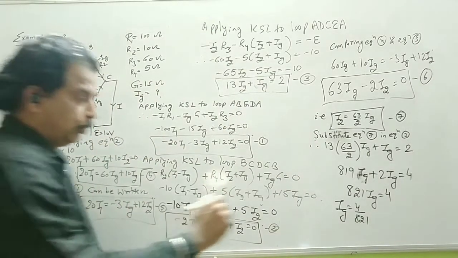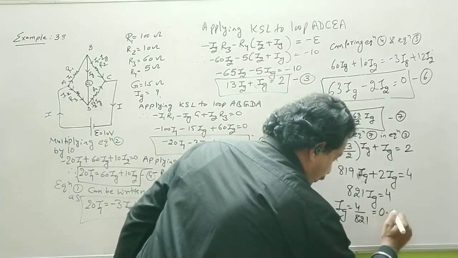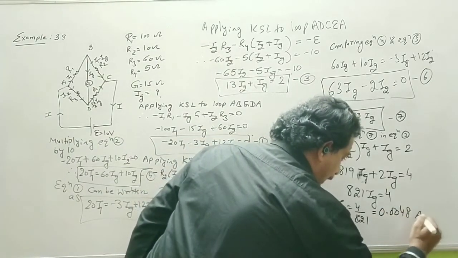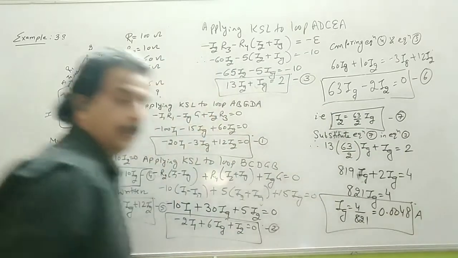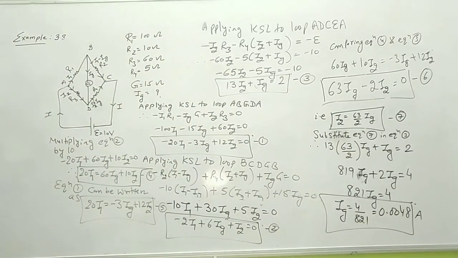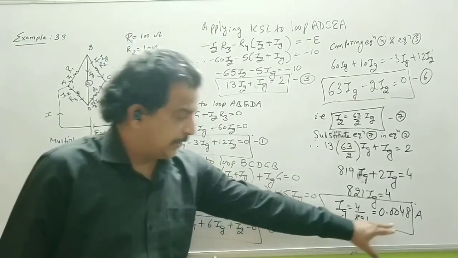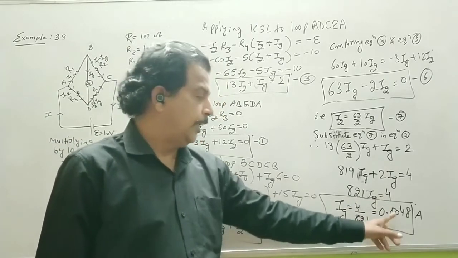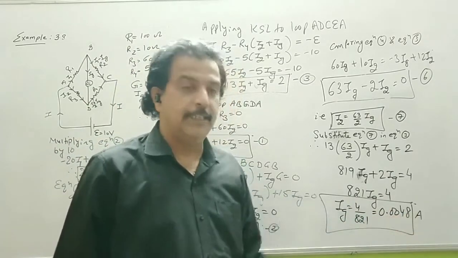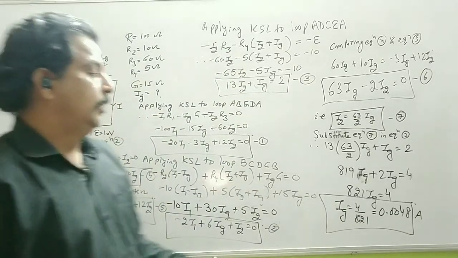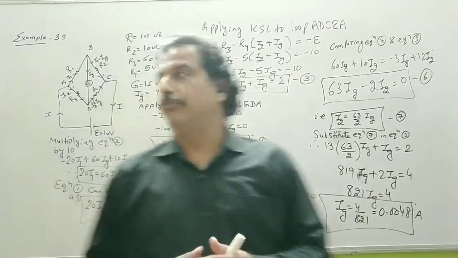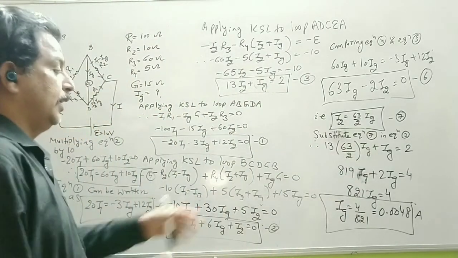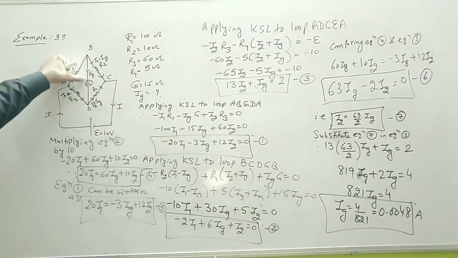So it comes out to be 0.0048 ampere. So this is your IG, that is 0.0048 ampere. This current is very low, so if I want to convert it into milliampere, shifting the decimal point by 3 places, it becomes 4.8 milliampere. So this much amount of current will flow through the galvanometer, which is a very small amount of current.